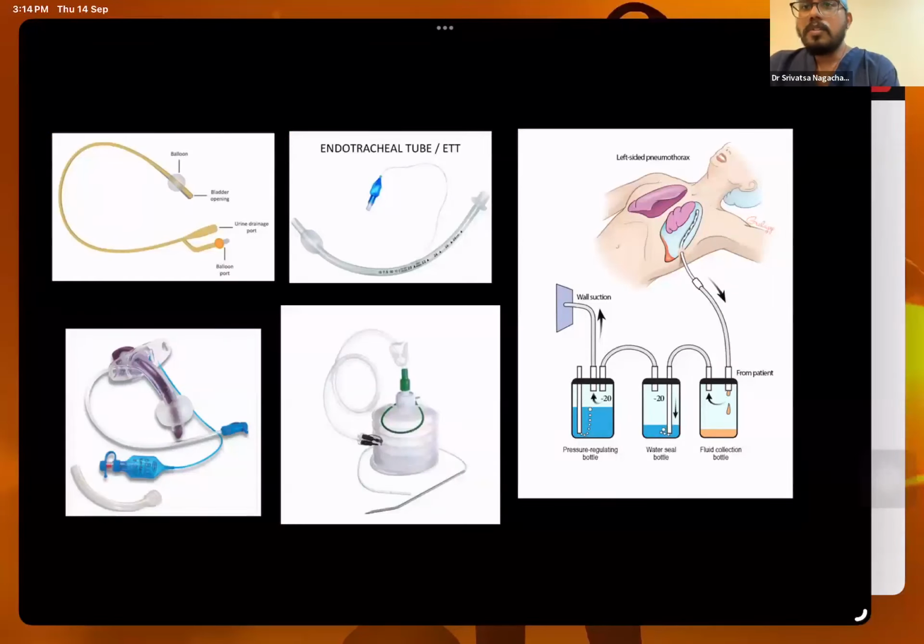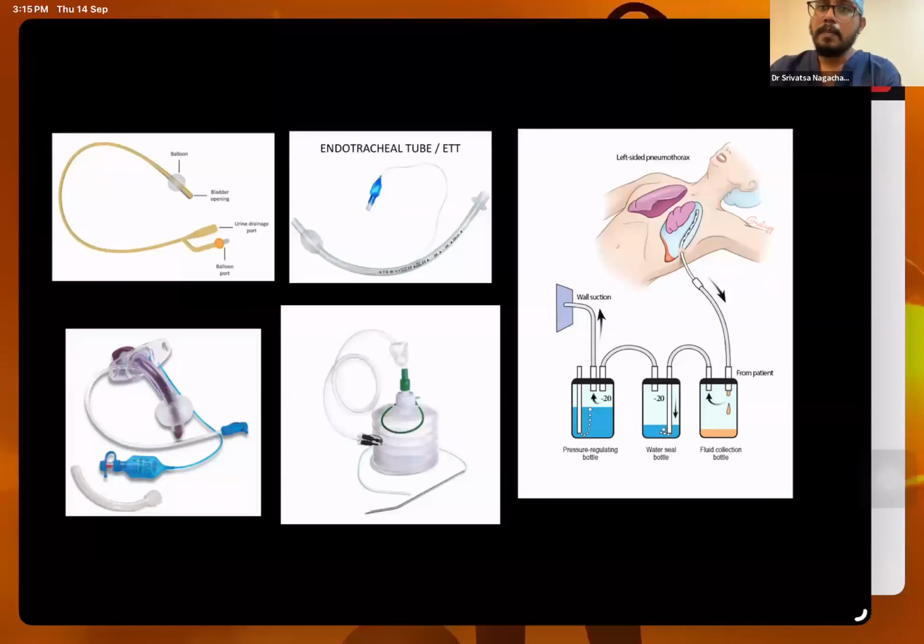So these are the different sorts of tubes. First and foremost, definitely you all would be knowing, is the Foley's catheter. Second is the endotracheal tube. Third one is a tracheostomy tube. And fourth one is a drainage bag, which we see most commonly in our surgical ICUs. And the fifth one, as you can see, is an intercostal drainage tube, put for draining pleural effusion or empyema, or whatever pus is collected inside the thoracic cavity, to drain it out.